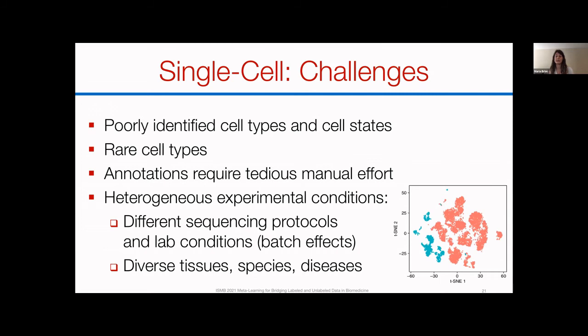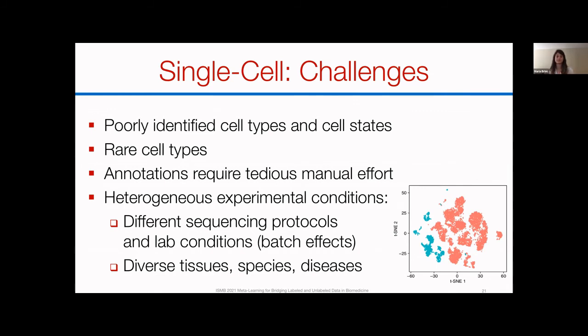And then we can see the clustering based on the technology and not based on the cell type. It's shown here in the example. Red color shows one technology, while cyan color shows a different technology. So although these datasets are coming from the same tissue, we see a shift only because of using different technologies. And these problems are even more amplified and challenging if we want to compare different species or different diseases.